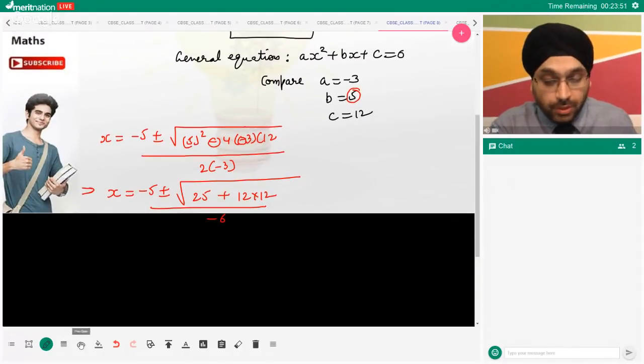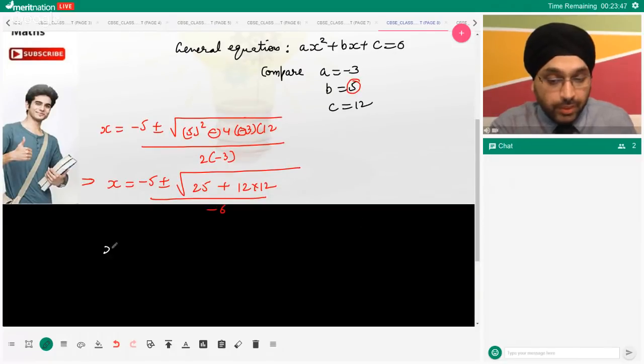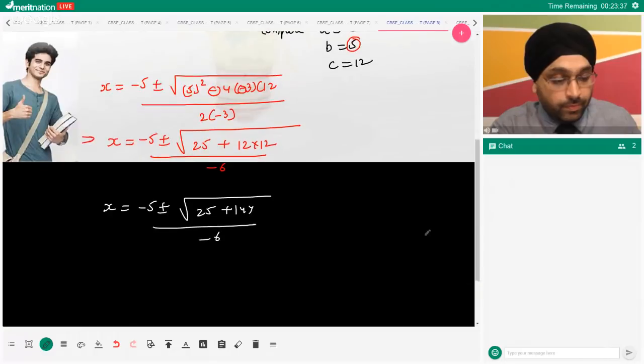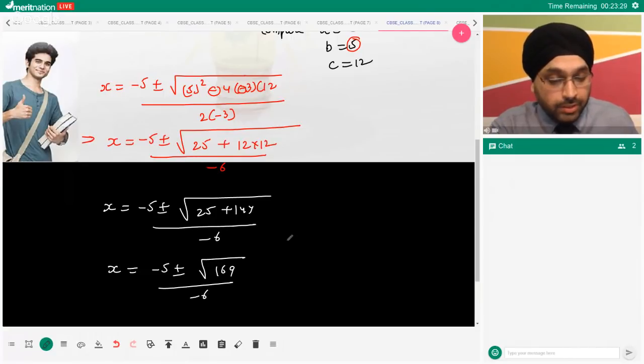Now, guys, if you see it further, we have x = −5 ± √(25 + 144) upon −6. So, guys, x will come out to be −5 ± √169 upon −6. Now, if you solve it further, x will be equal to −5 ± 13 upon −6.